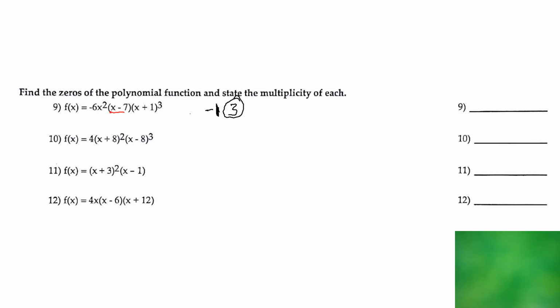For our next root, it will be a positive 7. And notice that the power is 1 here, so we have a multiplicity of 1. For the next root, notice that we're not adding or subtracting this time. So what we're going to have in these cases is 0. So 0 is our root, and notice that 2 is the power, so 0 with a multiplicity of 2.